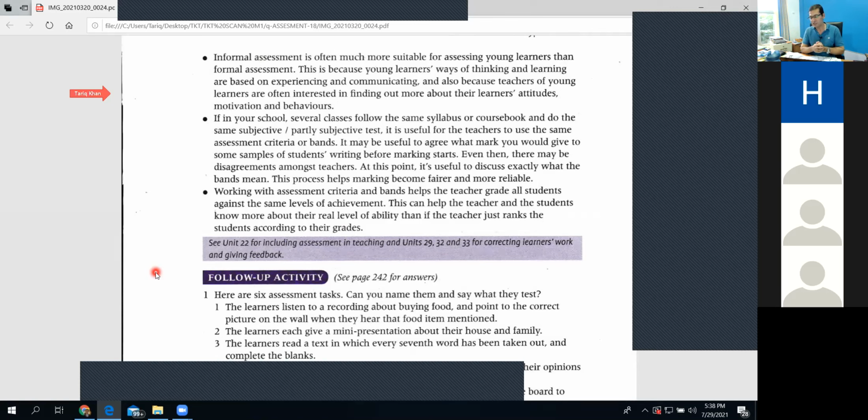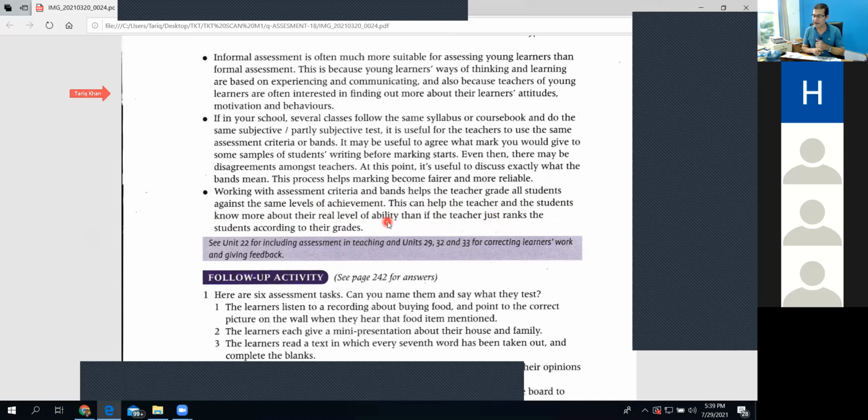If there are teachers for one particular level, 2 or 3 different teachers, they are going to mark the paper. Working with assessment criteria and bands helps the teacher grade all students against the same level of achievement. This can help the teachers and the students to know more about their real level of ability, and teachers should rank the students accordingly. Now, assessment criteria should be there.